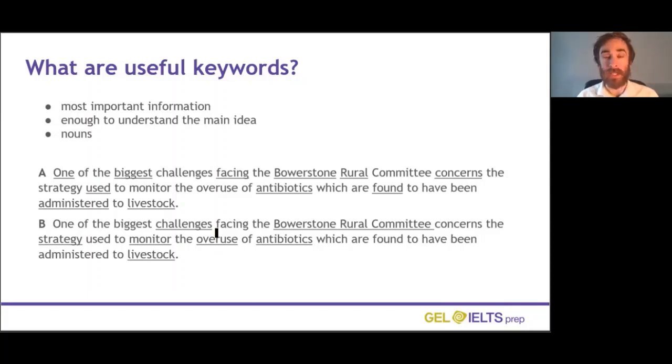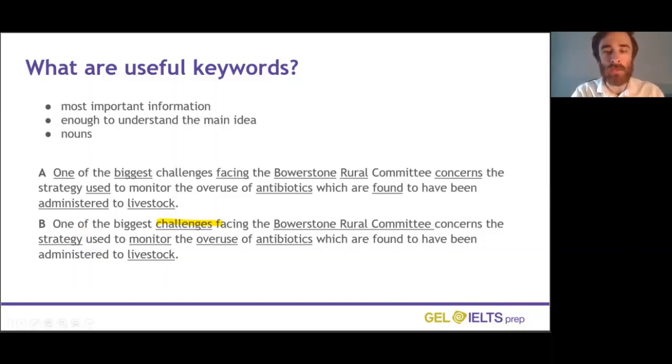Student B has underlined more useful keywords than student A. The first one is challenges. So this is talking about a difficulty. Before the word challenges, we have one of the biggest. Now, superlatives and comparatives are often good keywords to underline. But here, it just says one of the biggest. It doesn't mean the biggest, just one of. So that's actually not helping us that much with meaning.